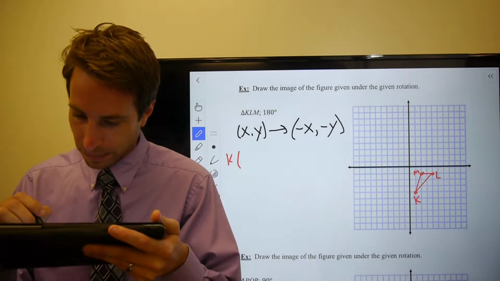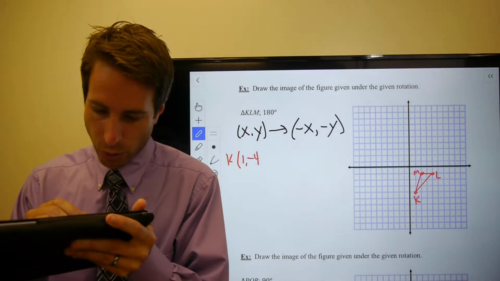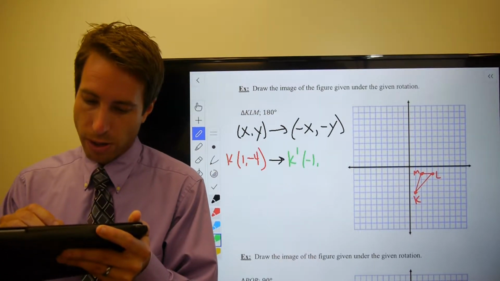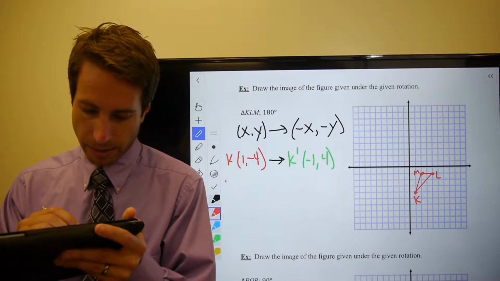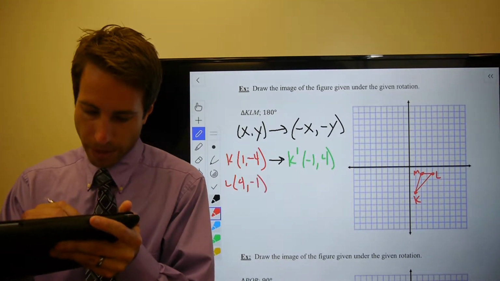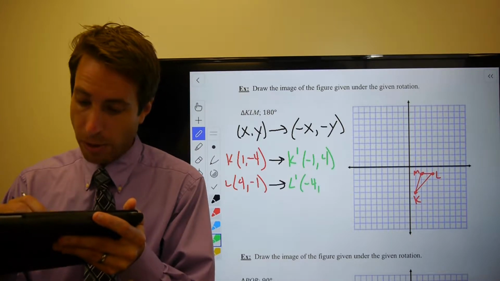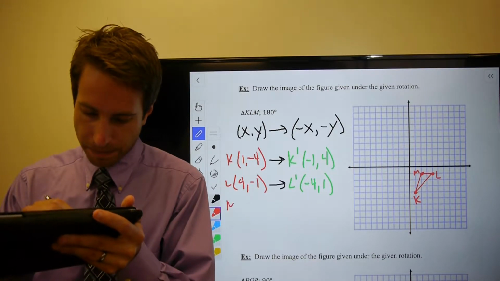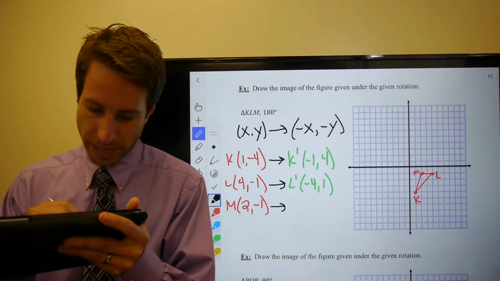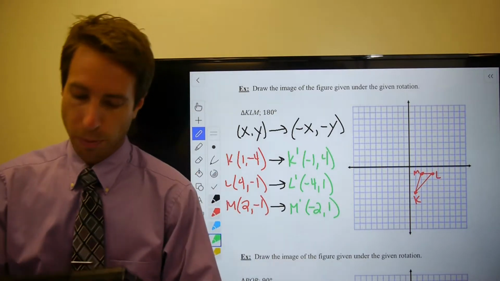K is at 1, negative 4. So 1, minus 4, which means the transformation is going to take it to K prime, which is going to be at minus 1, positive 4. Awesome. L is at 1, 2, 3, 4, negative 1, 4, minus 1, which means the transformation is going to map L prime to negative 4, positive 1. And M is at 2, negative 1, which means my transformation is going to map it to M prime at minus 2, positive 1. We'll plot those points.